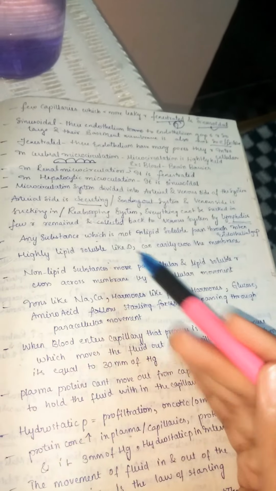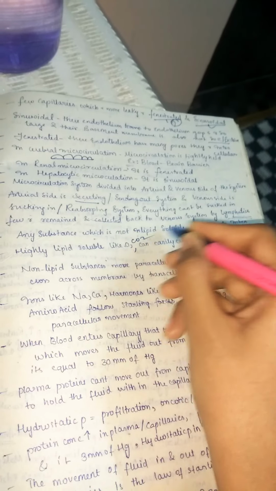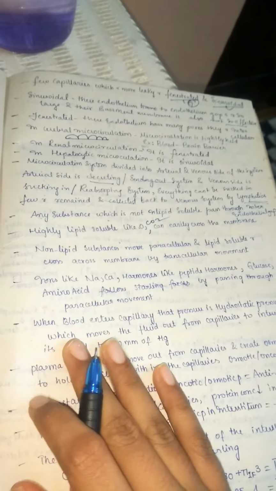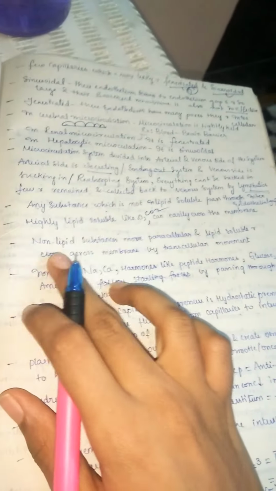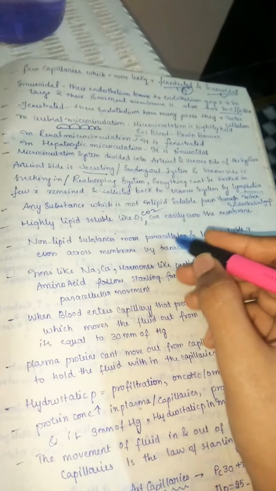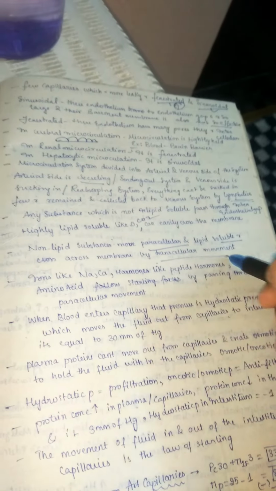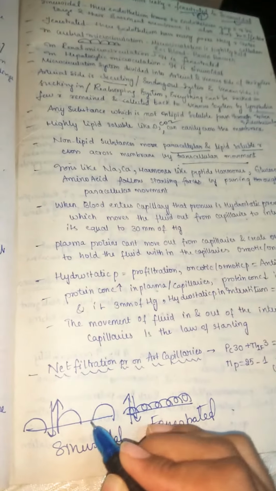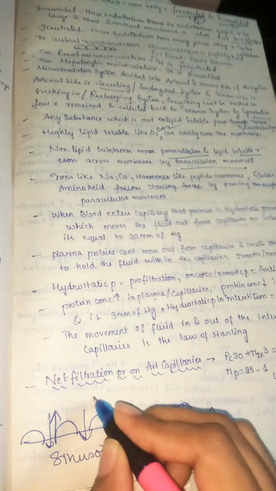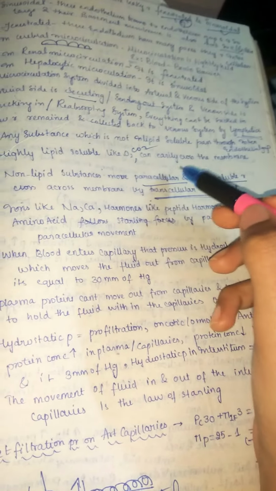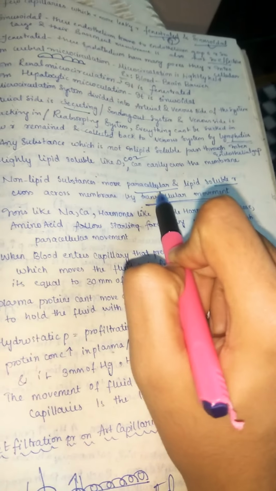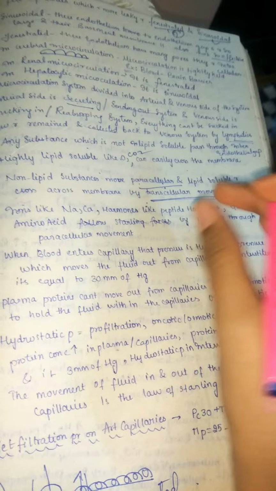So highly lipid soluble substances, like oxygen and also carbon dioxide, can easily cross the membrane without any fenestrations or sinusoids. So non-lipid substances move paracellular, and lipid soluble substances cross the membrane by transcellular. Paracellular means in between the cells. Transcellular means directly through the cell. So carbon dioxide and oxygen are all transcellular, they can easily pass, they are lipid soluble. Whereas non-lipid soluble substances are paracellular, they pass in between the cells.